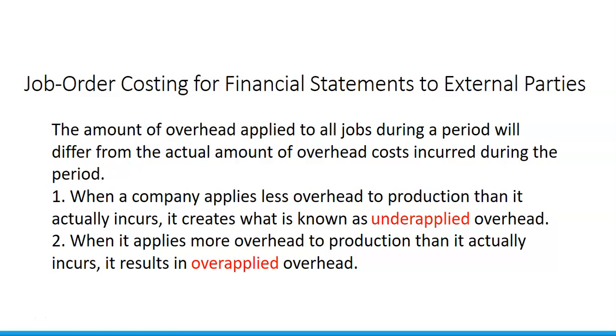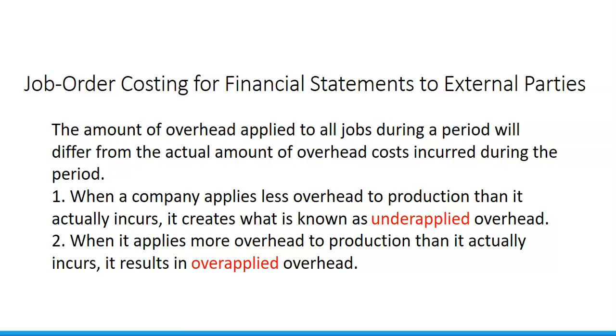When we have overhead, we apply overhead throughout the period using our overhead rates. We also have actual overhead costs coming in through the month. So we'll have our actual salary costs when we pay payroll every month. We'll have our actual utility costs when we get the bill. And so we'll end up with a difference between what is applied and what is the actual.